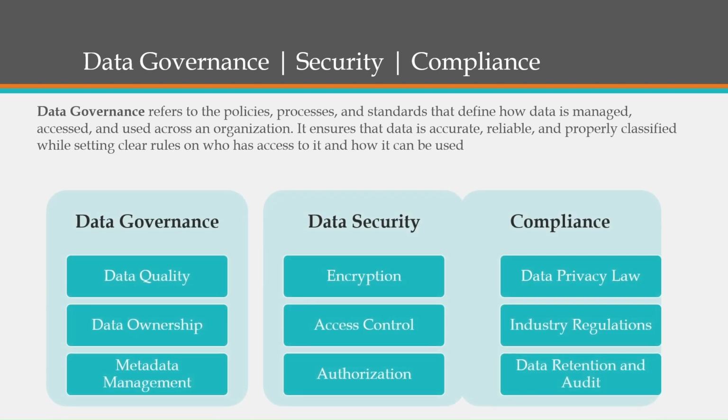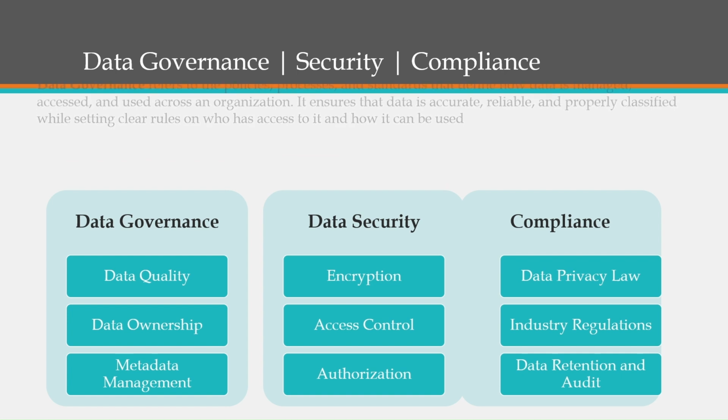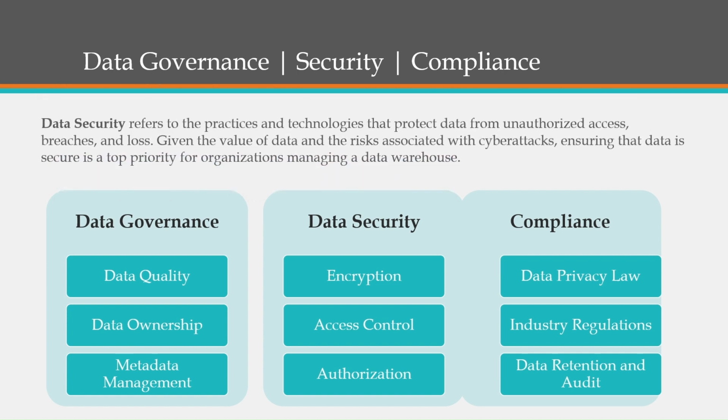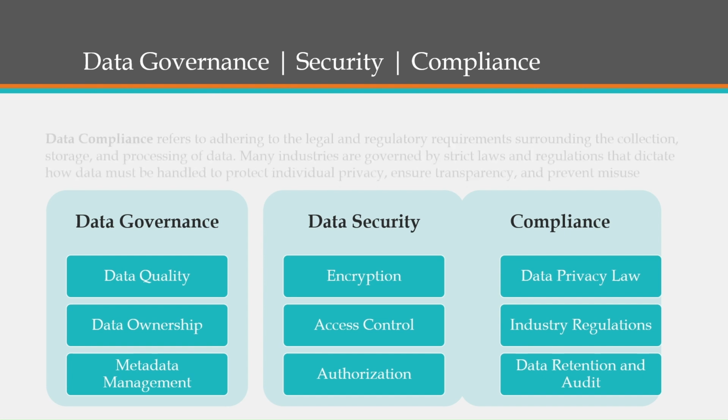Key aspects of data governance are data quality, data ownership, and metadata management. Data security refers to the practices and technologies that protect data from unauthorized access, breaches, and loss. Given the value of data and the risks associated with cyberattacks, ensuring that data is secure is a top priority for organizations managing a data warehouse. The key aspects of data security are encryption, access control and authorization, and authentication.